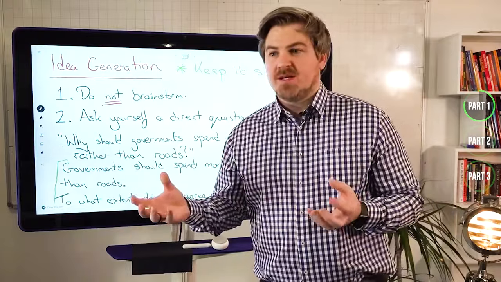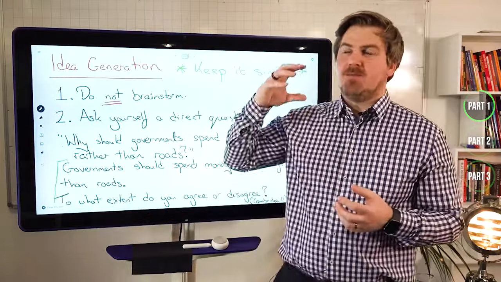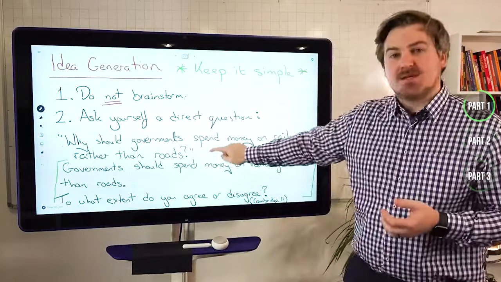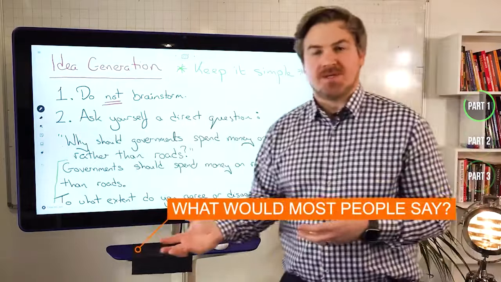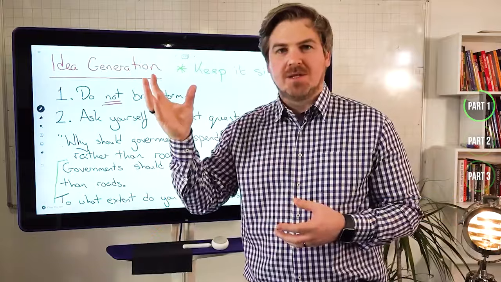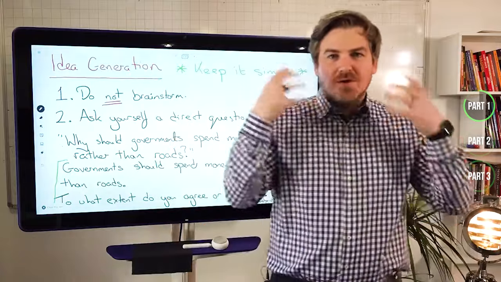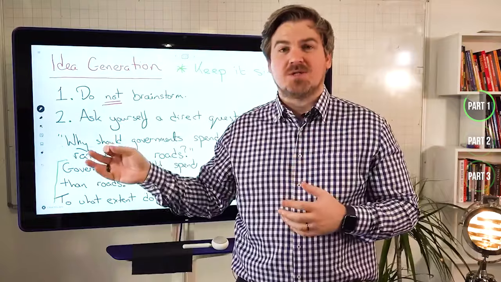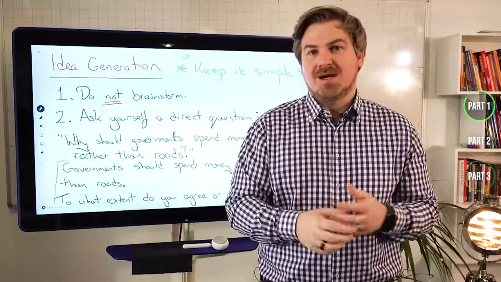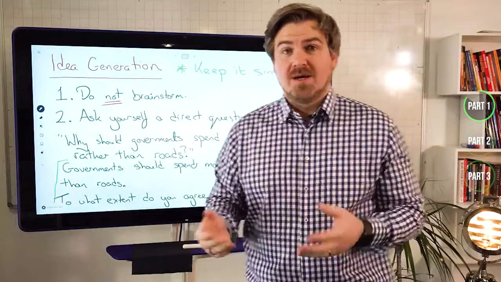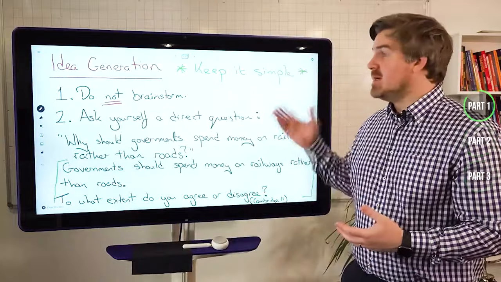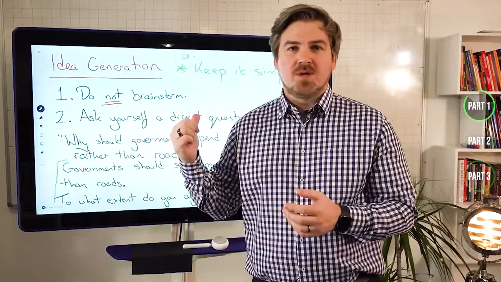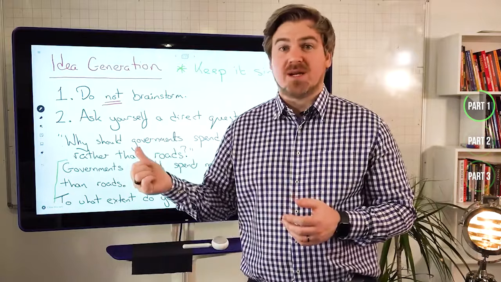And if you can't think of an idea personally, try and think a little bit outside the box by thinking, if 100 people were asked this direct question, what would most people say? That kind of shift in your mindset takes you out of your own brain in a way and makes you think generally about the specific question, allows you to generate ideas effectively and quickly. Because you only have 40 minutes really to answer the whole question, to plan, to write, to check your answer. You don't want to be spending more than a few minutes generating ideas.